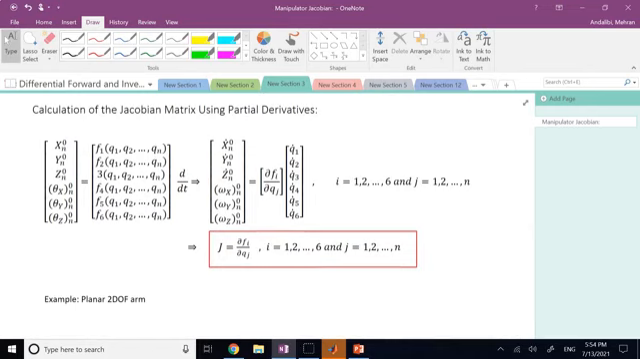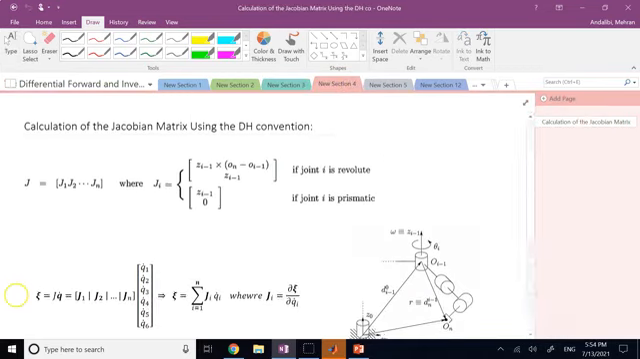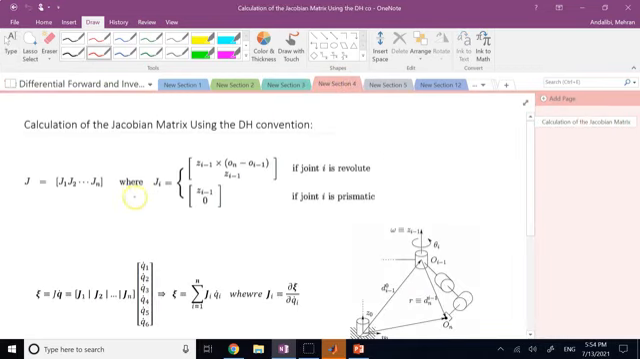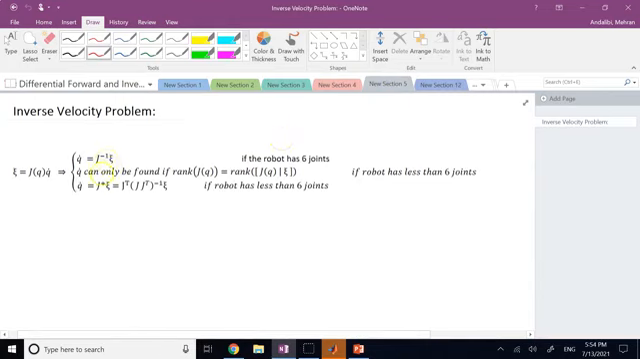Now, there are several ways to calculate this very important matrix. One of them is using partial derivatives, which I'll show you. And the other one is if you use the DH convention. I'll also show you how you get the J matrix through the DH convention. And then as we go through the future lectures, I'll show you the importance of this J matrix, okay?